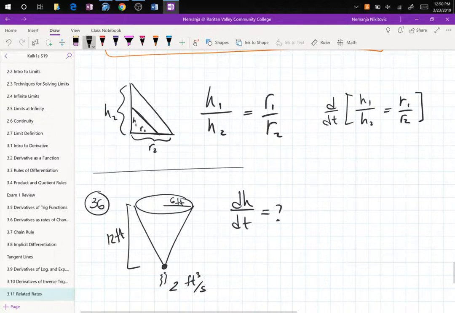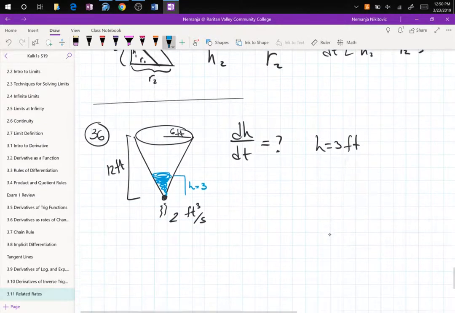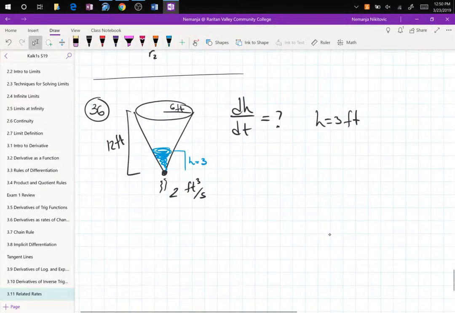So that's dH dt, when the height is 3 feet. So we only have 3 feet of water. It's about a quarter of 12, so let's put it over here somewhere. So this is how much water is left. Right? This height over here is equal to 3. Okay. Well, this number here is dV dt because it's change of volume in time.